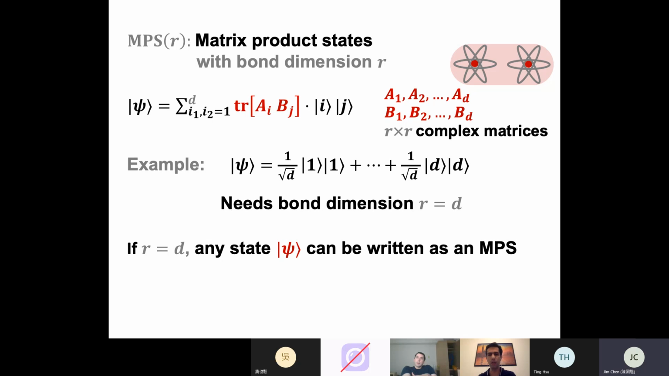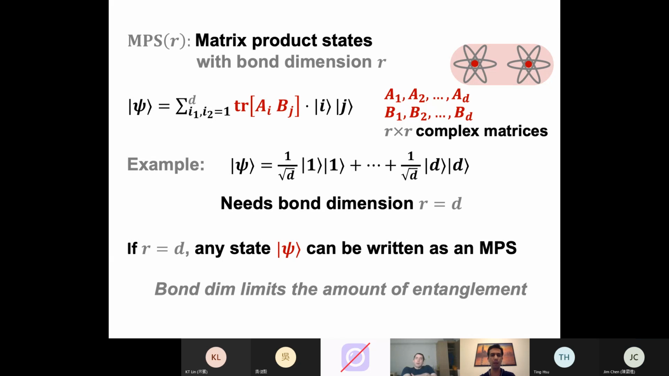And more generally, it turns out any quantum state in a tensor product of d-dimensional spaces can be written in the MPS form if we let the bond dimension be as large as d. And this is attained by this simple example of the maximally entangled state on the slide. So as you see, the bond dimension is kind of telling us how much entanglement we have in the state. If R equals 1, then the state is product and there is no entanglement. And as R grows, we can write more and more entangled states in the MPS form.